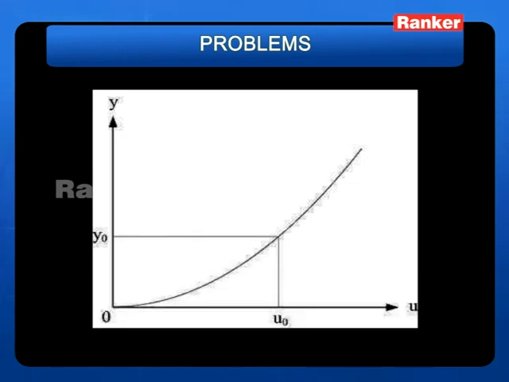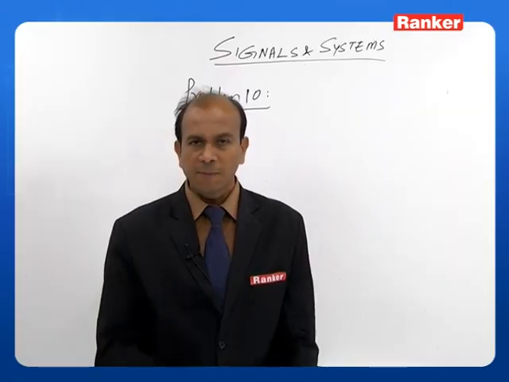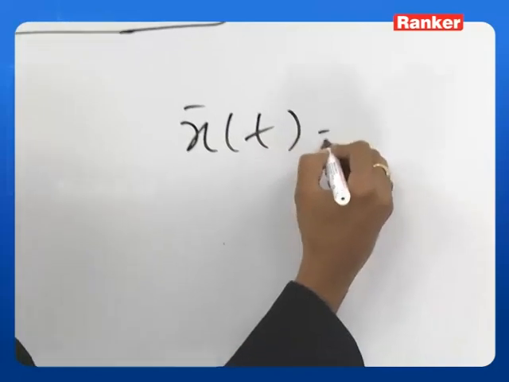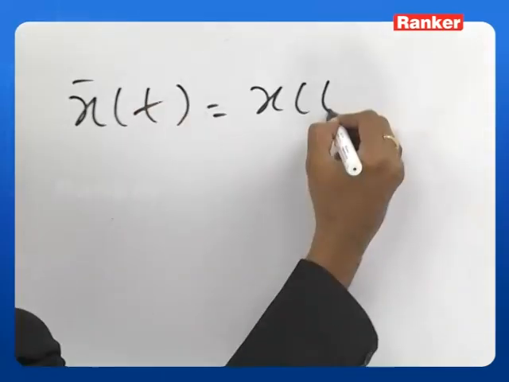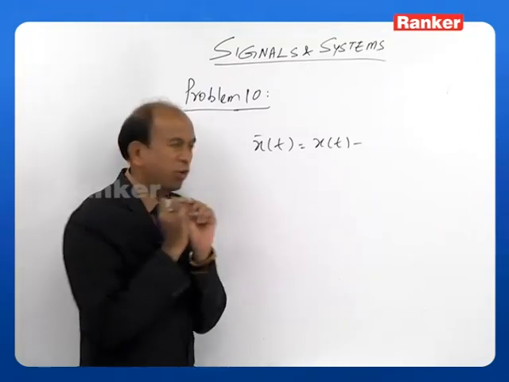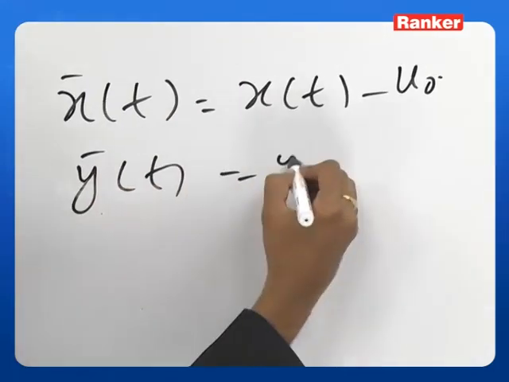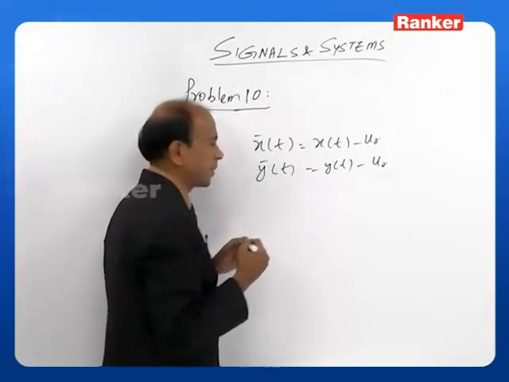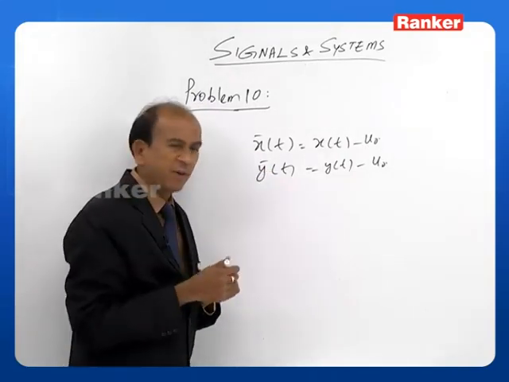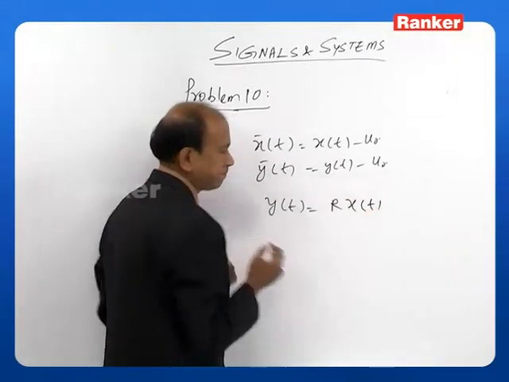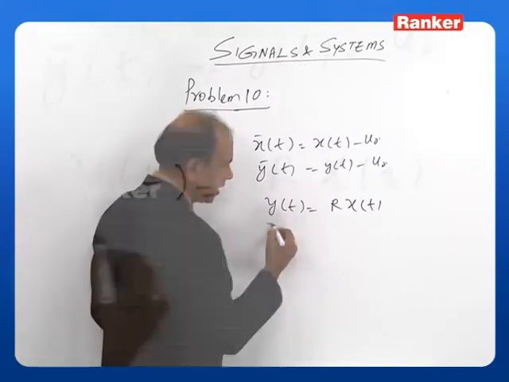So, let us move on to the next slide. If you look at this figure, you see the x axis and y axis, u naught and y naught, and there is a slope given as r. Let us solve this problem. Let us put x bar of t, which is nothing but x of t minus u naught, the small change that is happening at u naught. Similarly, y bar of t will be y of t minus y naught. If these changes are very small in value, I can write y of t as r of x of t. This is the linear equation which we have developed.